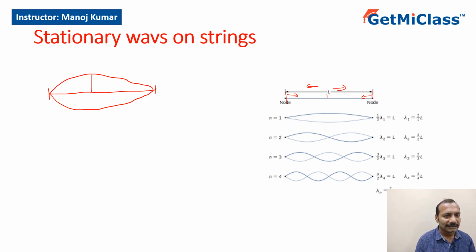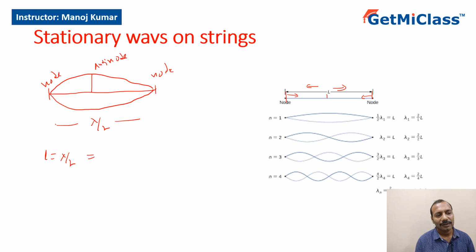Now here I'll say this part, this of course is the one with n equal to 1. This is the antinode, and we have two nodes, node and node. Now separation between node and node is how much? It is equal to lambda by 2. So here we have L equal to lambda by 2, or that would imply lambda equal to how much? 2L. Now frequency is given by v by lambda, so that can be written as 1 by 2L, where v is root T by mu.